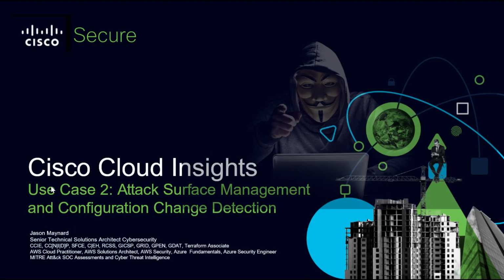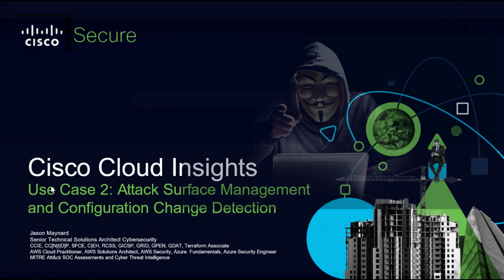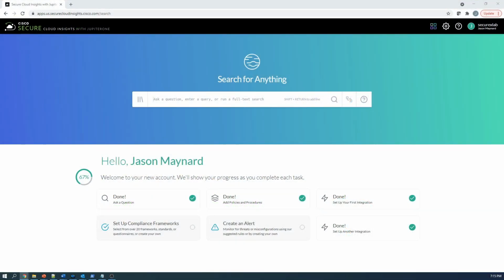Cisco Secure Cloud Insights, Use Case 2, Attack Surface Management and Configuration Change Detection. In this video, we will focus on Secure Cloud Insights' ability to automatically create relationships between the discovered assets or resources based on all data types ingested. The relationships created provide the ability to detect the attack surface and the blast radius once an asset is compromised. We will then discover how queries and relationships can be leveraged for attack surface management and configuration change detection.